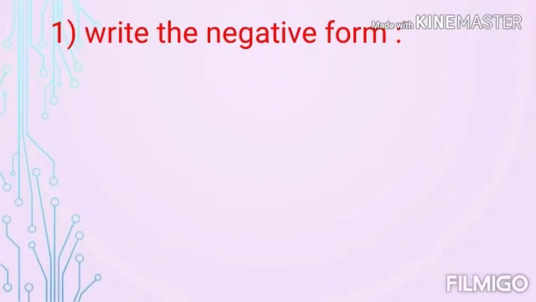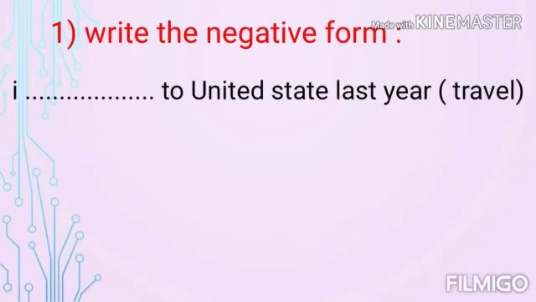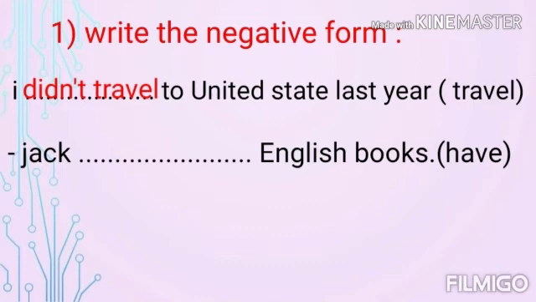Now, let's see an exercise. Okay, so write the negative form. Okay? Number 1. I to United States last year. The verb is travel. So put the verb travel in negative form. So what is the answer? Yes, I didn't travel to United States last year. Let's move to number 2. Jack, English books. The verb is have. Put the verb have in negative form. The answer is Jack didn't have English books.